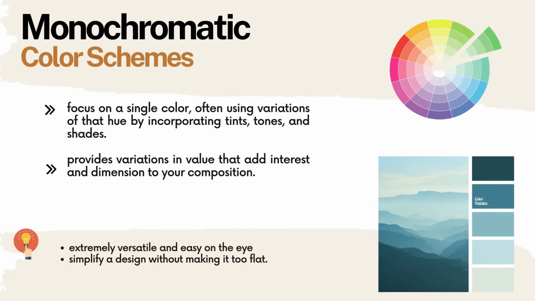Monochromatic color schemes focus on a single color, often using variations of that hue by incorporating tints, tones, and shades. It might sound like a boring palette, but this provides variations in value that add interest and dimension to your composition. This color scheme is extremely versatile and easy on the eye. Using many hues in a design can often overwhelm the viewer and obstruct the design's tone, but subtle color variations on one hue help to simplify a design without making it too flat.